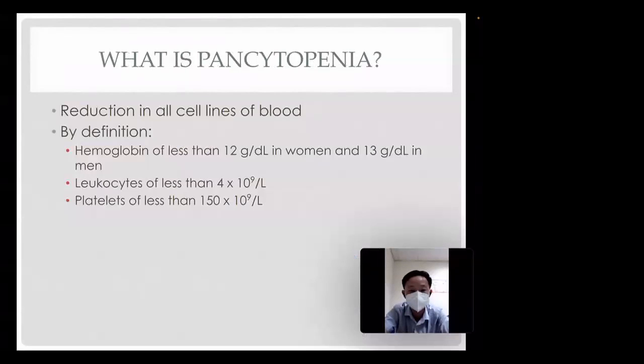So what is pancytopenia? The definition of pancytopenia is the reduction in all cell lines of blood, pan meaning all, and cytopenia, which means reduction in the cells. By the WHO definition, the hemoglobin must be less than 12 grams per deciliter in women, and 13 grams per deciliter in men, whereas the leukocytes must be less than 4, and also platelets less than 150. Sometimes this may differ with laboratory measurements as well.